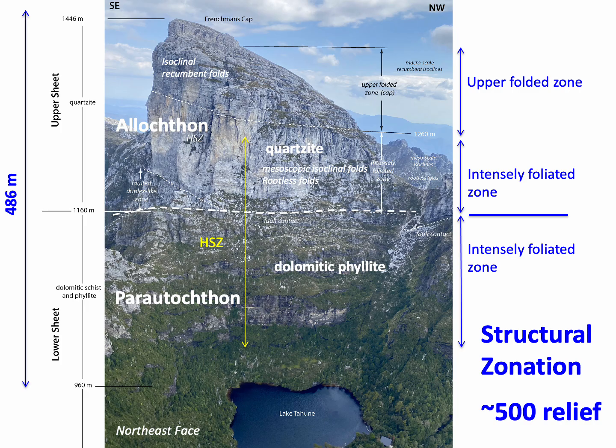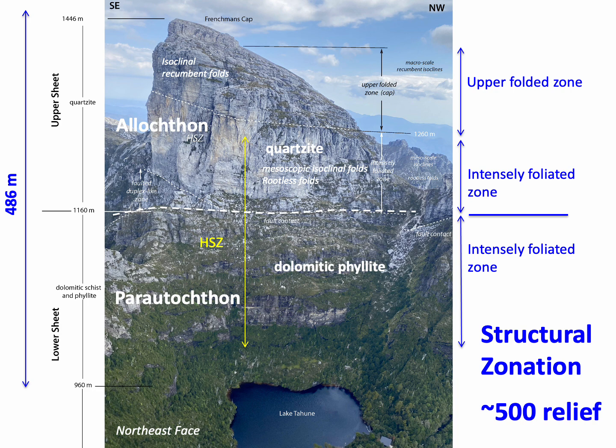The northeast face of Frenchman's Cap provides a superbly exposed profile from the top of Frenchman's Cap at 1,446 metres to the lake level of Lake Tarhoon at 960 metres. It shows the marked structural zonation in the quartzite of an upper folded zone with large-scale recumbent isoclinal folds, overlying a basal intensely foliated zone with mesoscale isoclines and rootless folds.